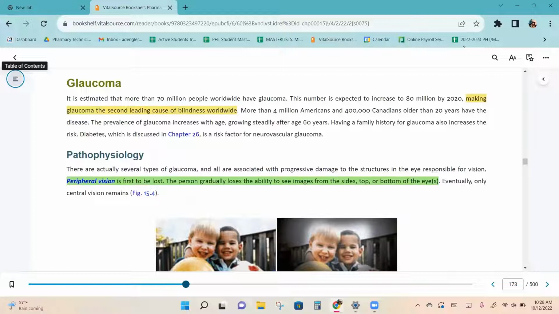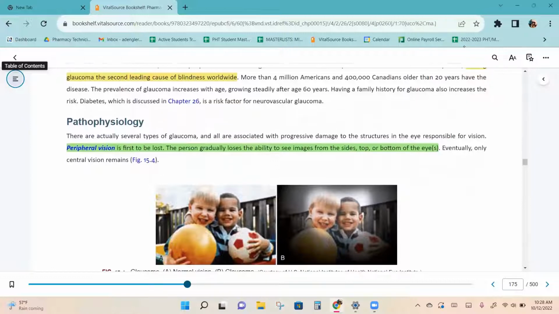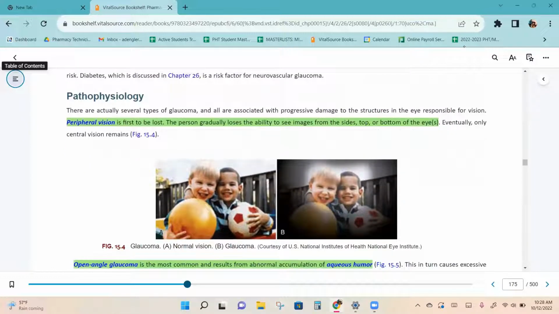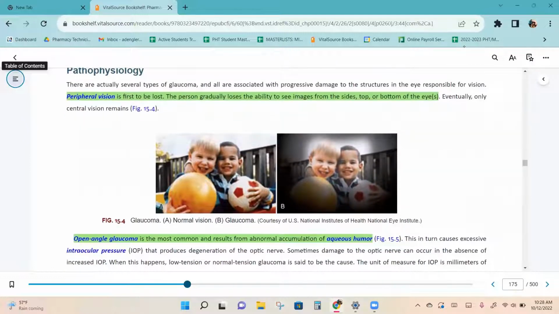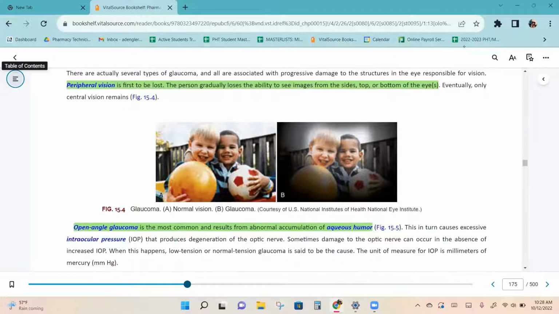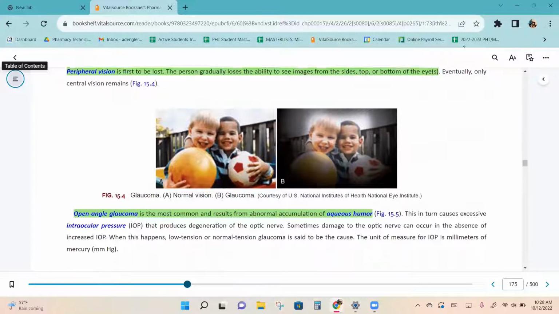It is estimated that more than 70 million people in this world have glaucoma. It is now the second leading cause of blindness worldwide. There are several types of glaucoma, and all are associated with progressive damage to the structures in the eye responsible for vision. Peripheral vision is the first to be lost. The person gradually loses the ability to see images from the sides, tops, or bottoms of the eye. Eventually, only the central vision remains.